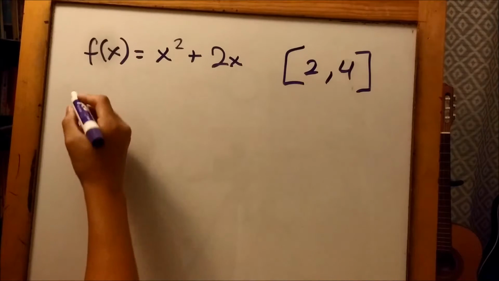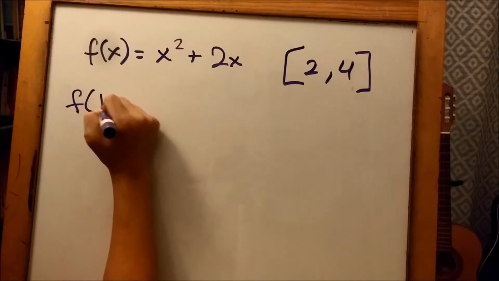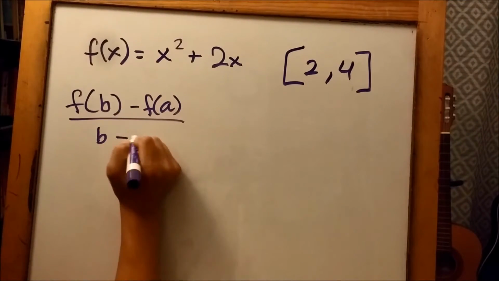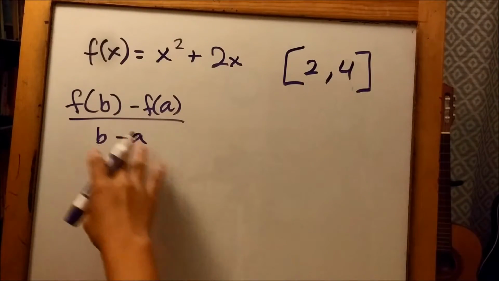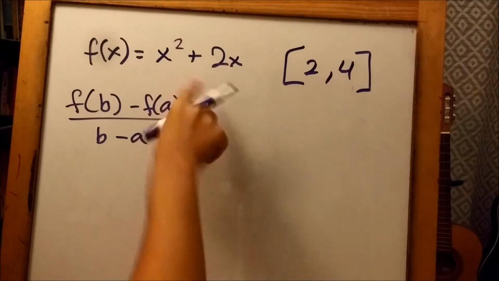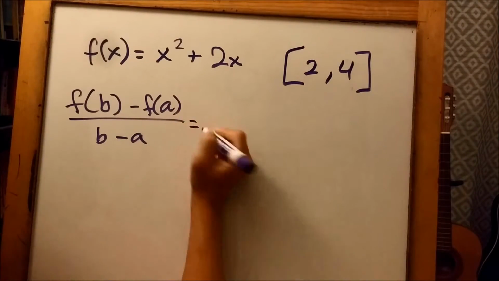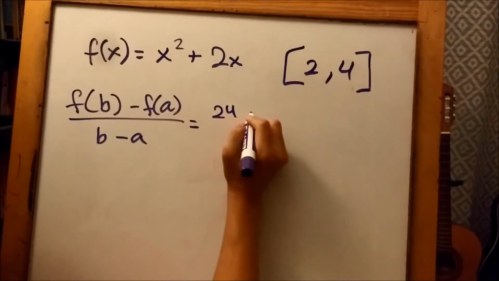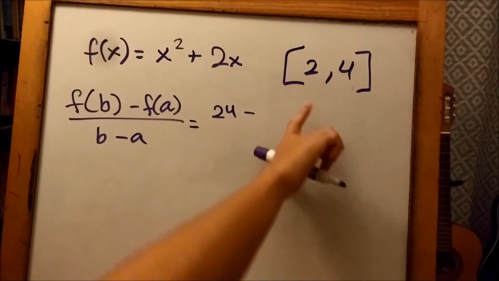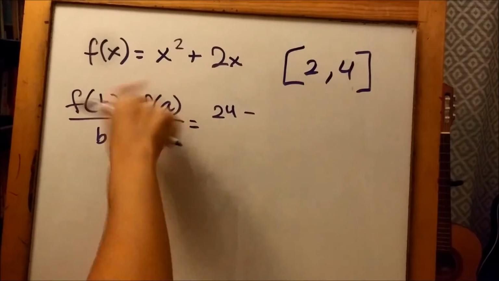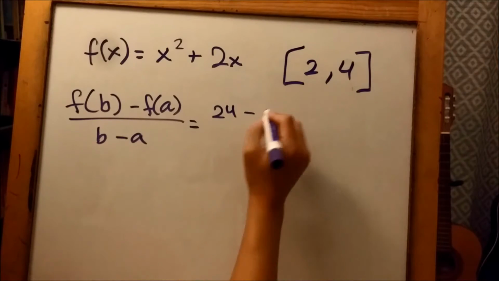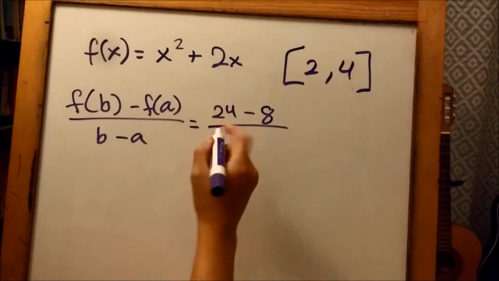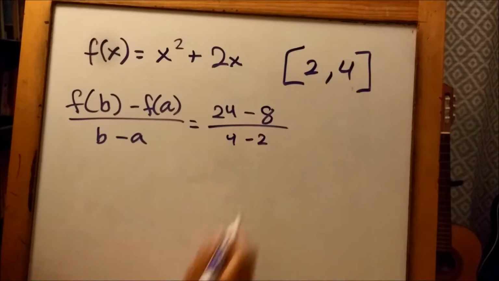So to find the average slope, the formula once again is f of b minus f of a over b minus a. Now, f of b, we take 4 and plug it into the function. So if you plug 4 into the function, that would be 16 plus 8, so that would be 24. And to find f of a, we plug 2 into the function. So that would be 4 plus 4, so that would be 8. And b minus a is just 4 minus 2.